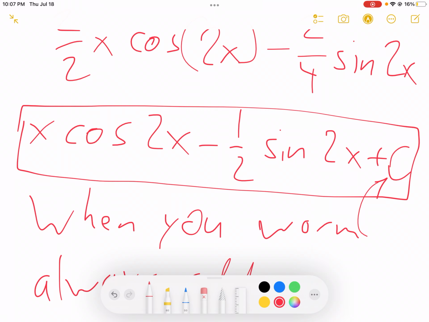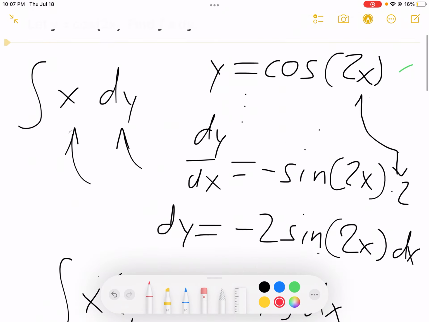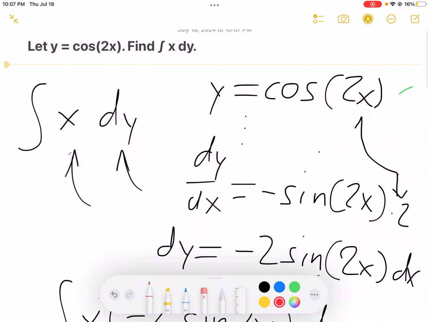X cosine of 2x minus 1/2 sine 2x plus c is the answer to the worm of x dy, where y is equal to cosine of 2x.